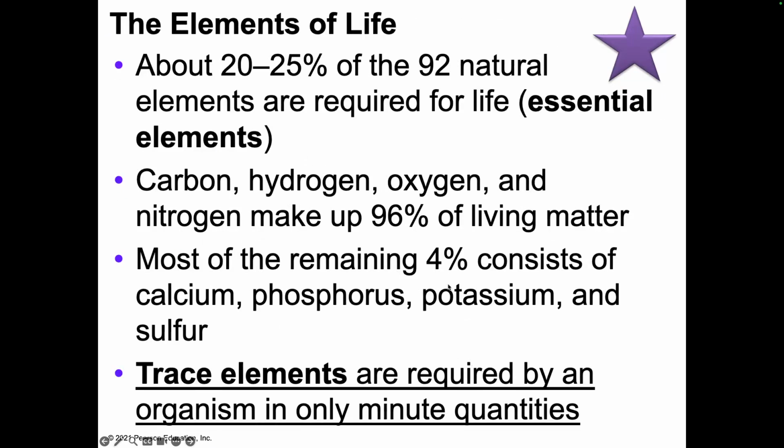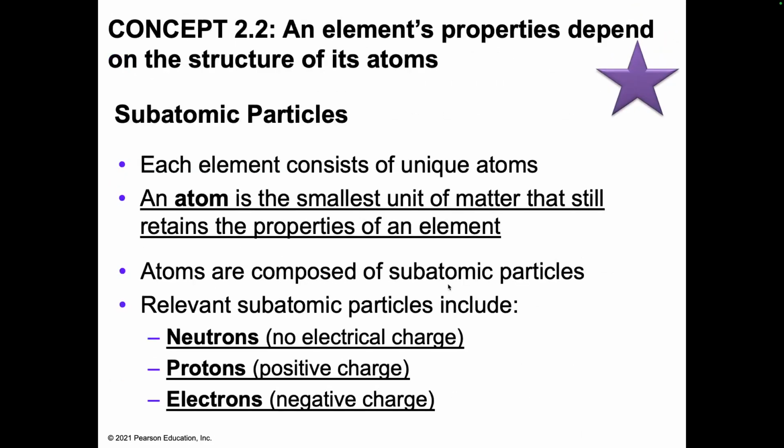About 20 to 25% of the 92 natural elements are required for life. Those are your essential elements. Carbon, hydrogen, oxygen, and nitrogen make up 96% of living matter. Most of the remaining 4% consist of calcium, phosphorus, potassium, and sulfur. Then you have trace elements that are required by an organism in only minute quantities.